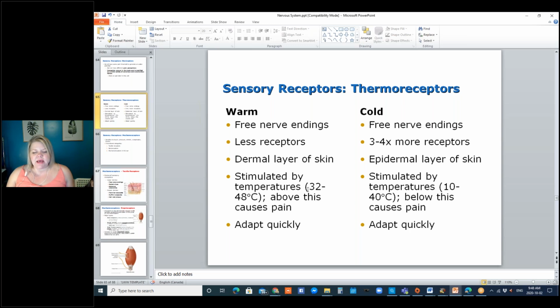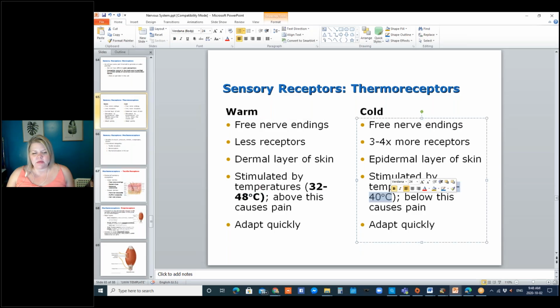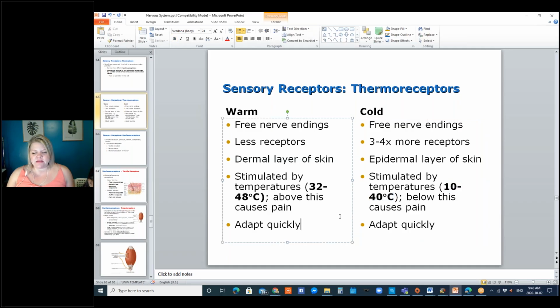They're stimulated by temperatures, and if it is important, your textbook wants you to know this. They're stimulated by temperatures that are different, and if they're outside this range, they trigger pain. The temperatures for the warm is anywhere between 32 and 48 degrees Celsius, where cold receptors are stimulated by anything between 10 and 40 degrees.